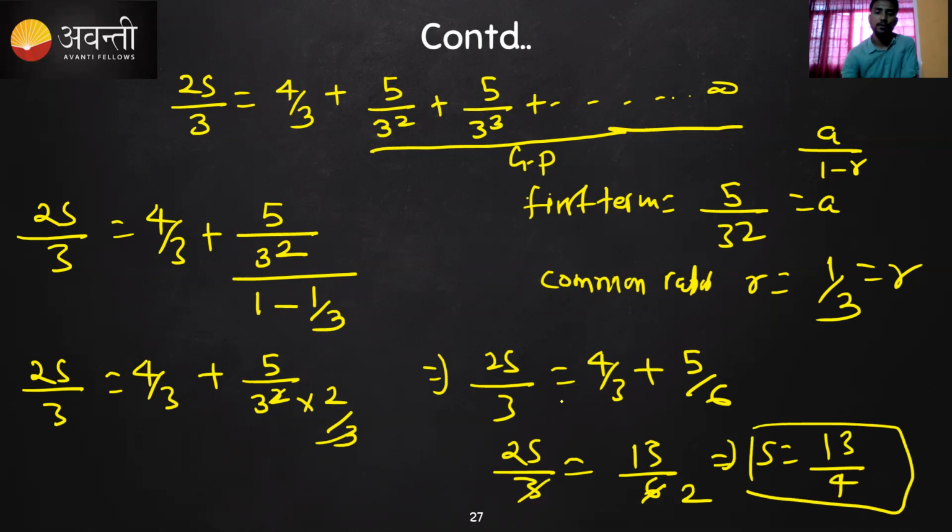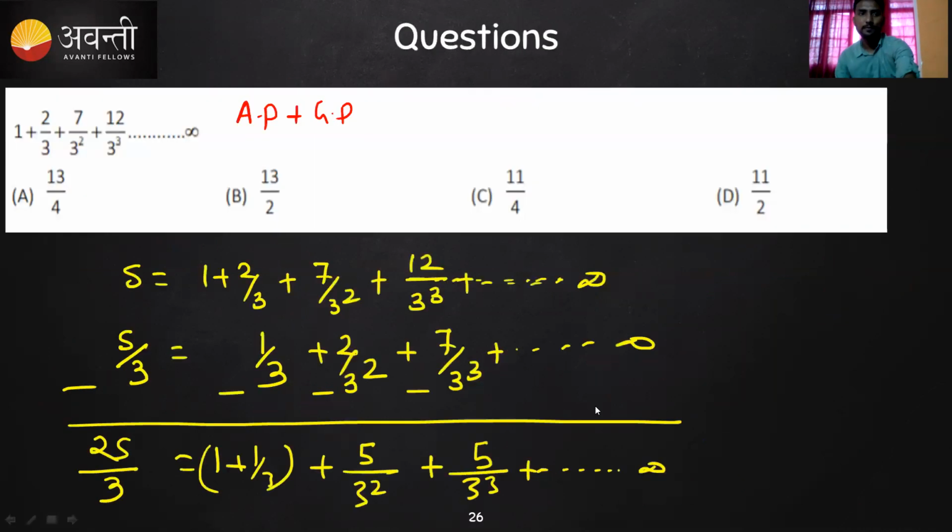So what we have done, we have multiplied with 1 by 3, and then we wrote the same equation in the second term, because we have to find something. Because if AP and GP are at the same time, you can't find it easily. You have to convert into either GP or AP. So here I have converted into the GP. After 1 or 2 terms, you can see it is in the form of GP.